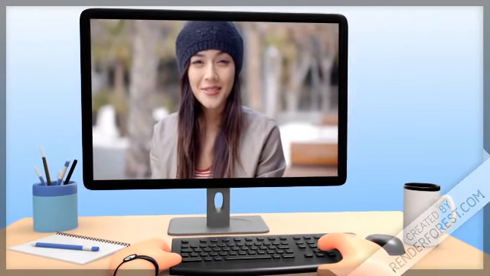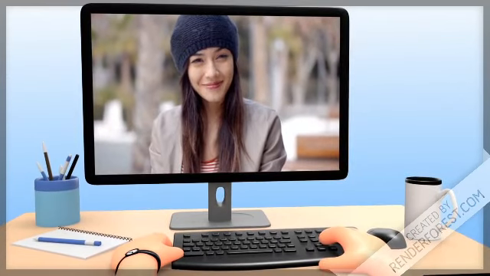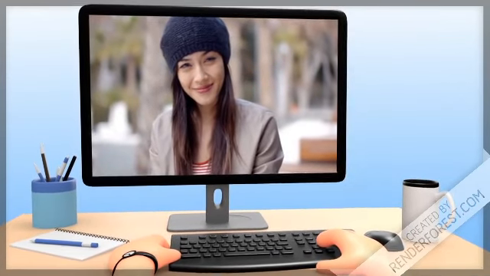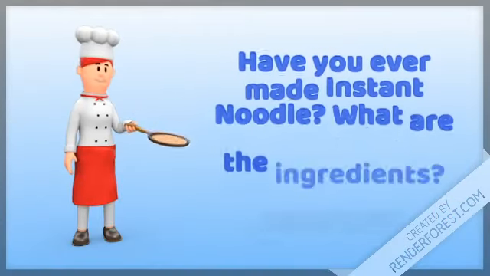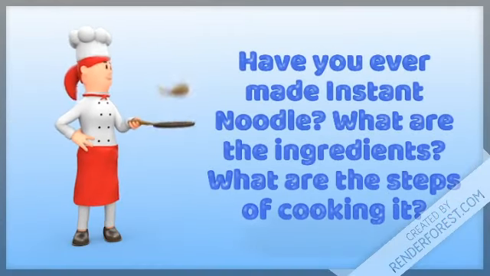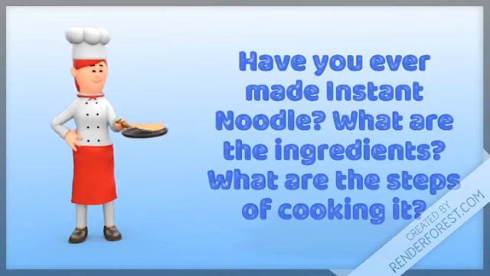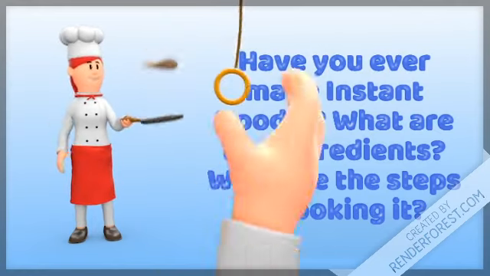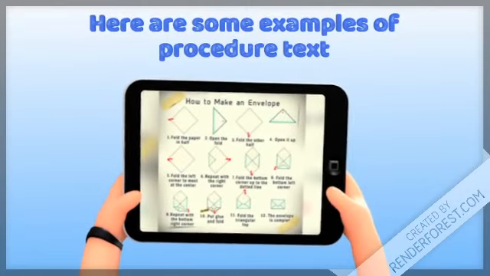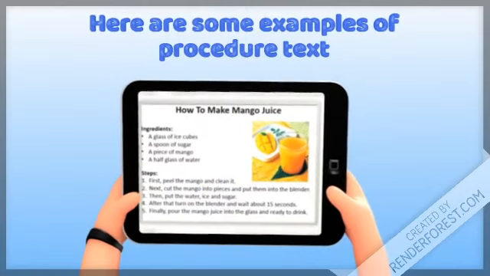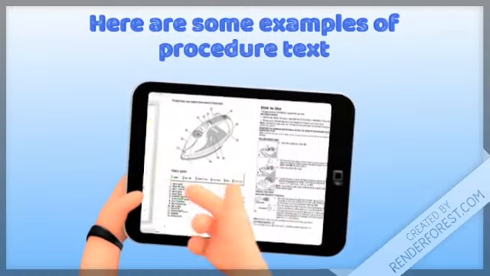Today, we will study about procedure text. Do you know what procedure text is? Let's have a little discussion. Have you ever made an instant noodle? That's an example of procedure text. Here are other examples of procedure text: how to make an envelope, how to make a mango juice, and an iron manual guide.